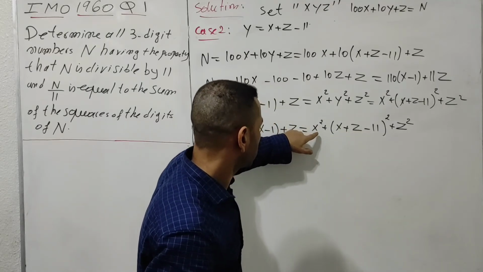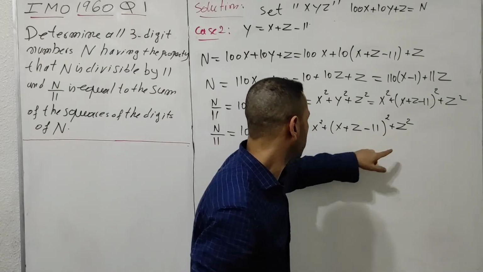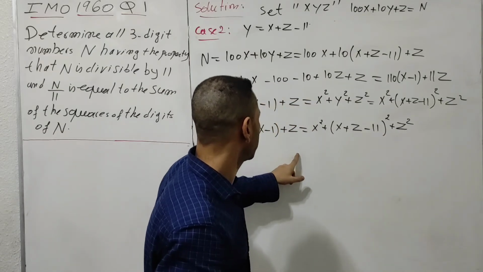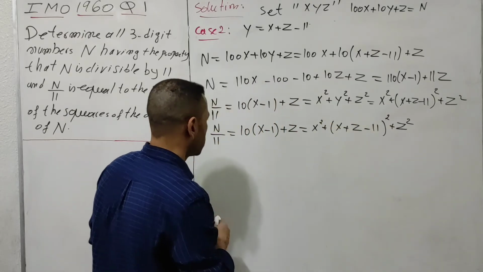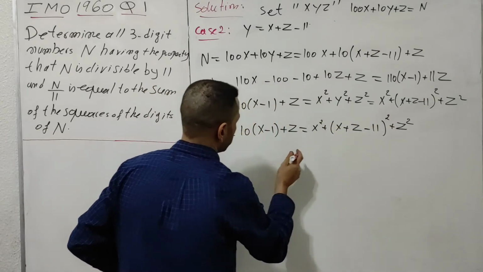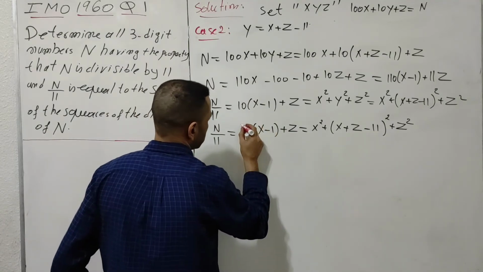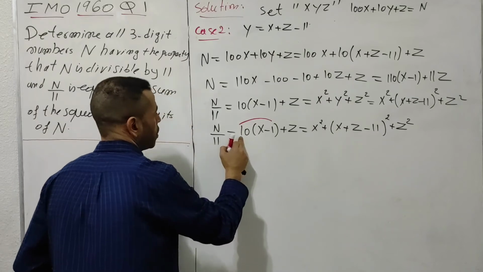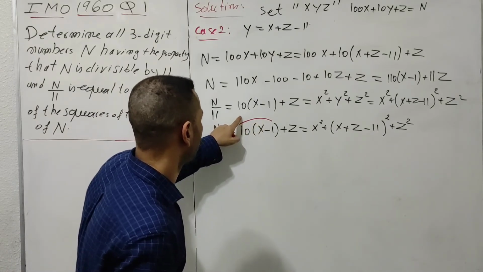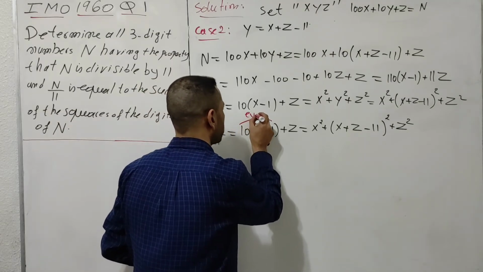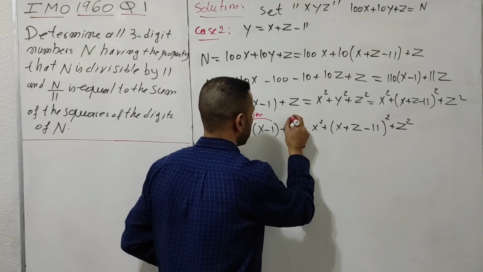Here x is odd plus even, giving you odd. That means the whole thing is odd. Whatever you write, you find this term is an odd number. Since this one is odd, the left hand side of this equation must be odd as well. Since this is even, because 10 multiplied by any number gives you even, that means this one must be odd.